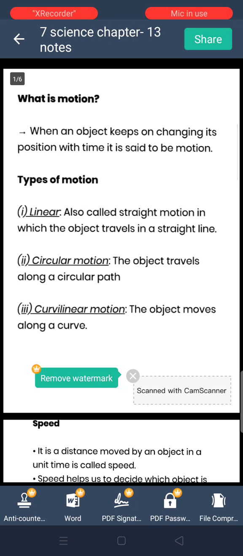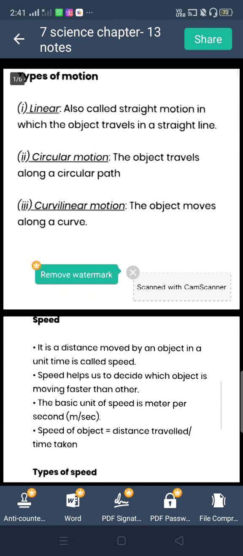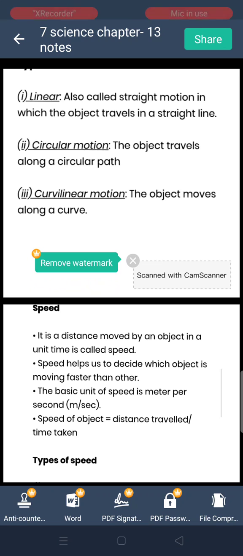Curvilinear motion, the object moves along a curve. When an object moves from one place to another along a curve path, then it is said to be in curvilinear motion. So this was motion and the types of motion. Now next topic is speed. It is a distance moved by an object in a unit time is called speed, as motion depends on speed, distance and time. So firstly we are going to discuss about speed.